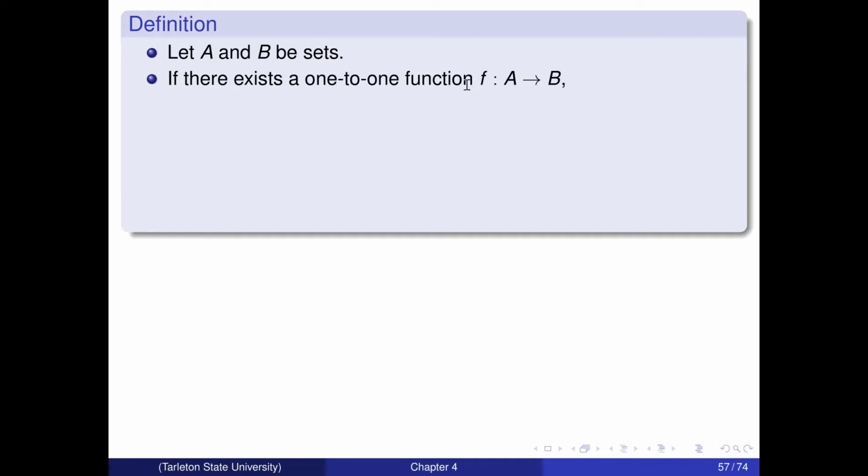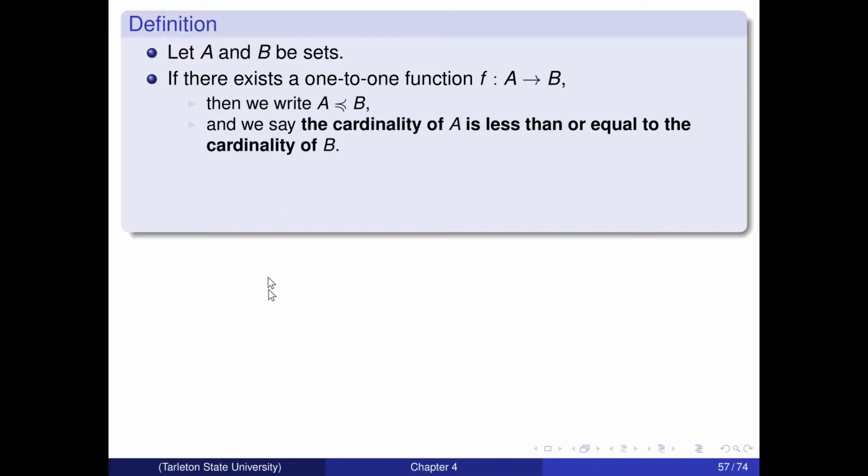If there's a one-to-one function from A to B, we just saw in the previous slide that would imply that the cardinality of the domain is less than or equal to the cardinality of the codomain. And that's actually what our definition is going to say. If there's a one-to-one function from A to B, then we say the cardinality of A is less than or equal to the cardinality of B. And we have a symbolic way of expressing that here. So it's sort of like this curvy less than or equal to sign. And so this says the cardinality of A is less than or equal to the cardinality of B. That's how we read this here.